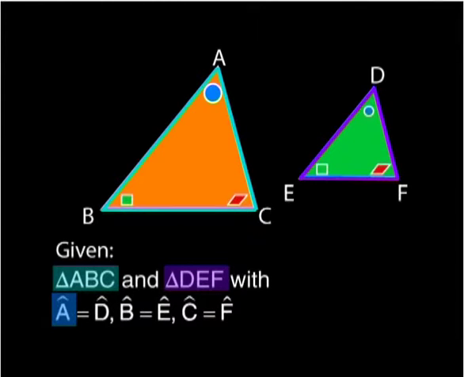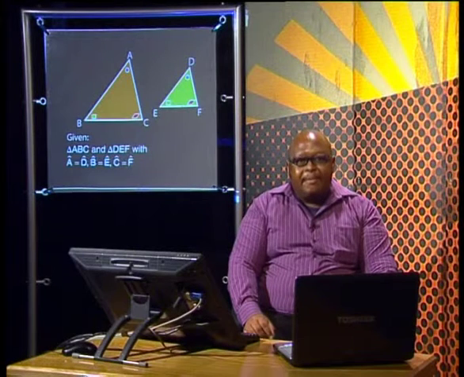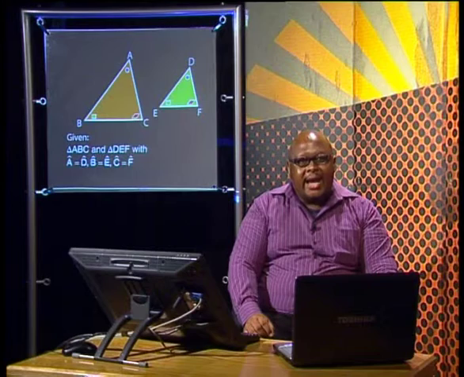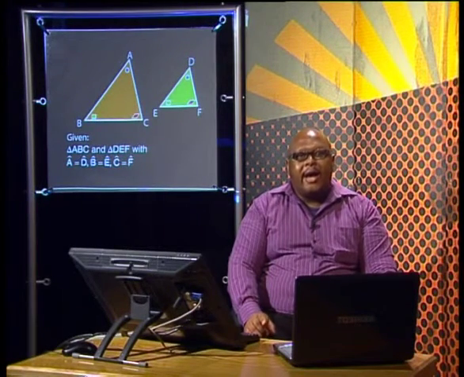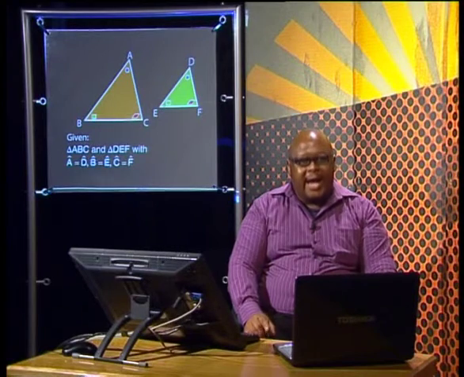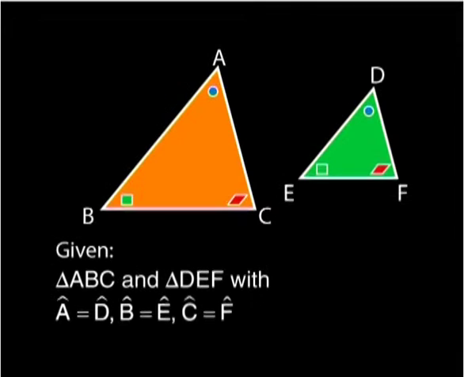Angle A is equal to angle D. Angle B is equal to angle E. And angle C is equal to angle F. Remember that the triangles are not the same size. Equiangular only means equal angles, but the sides can be different lengths. Now we can write this down as the given part of the proof.